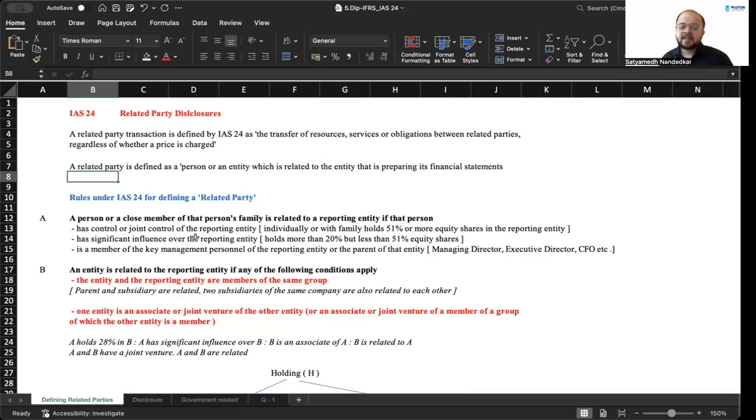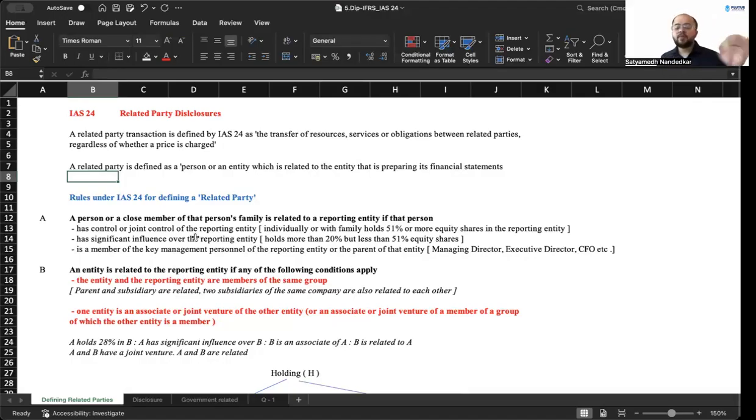Second thing is, has significant influence over the reporting entity. What do you mean by significant influence? Significant influence means holding more than 20% but less than 50% shares. So if I hold more than 20% shares, say I hold 23% shares in XYZ Private Limited, then again I am a related party.